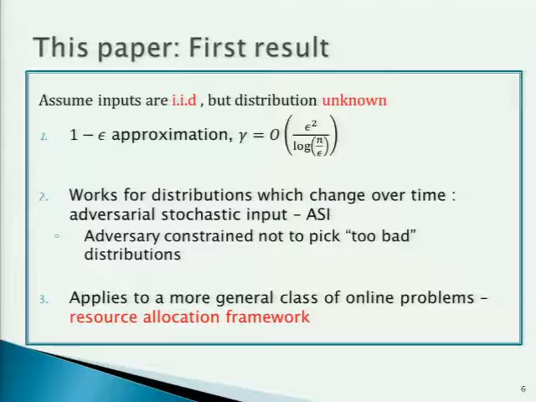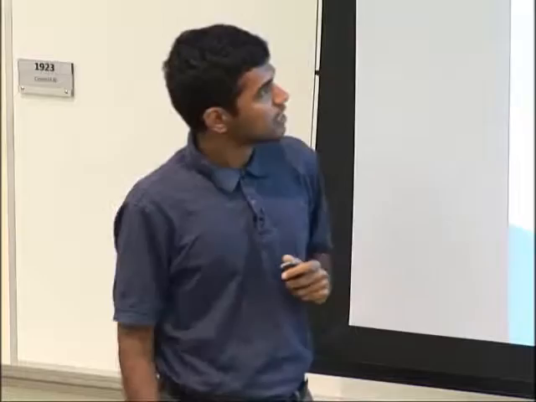So the first result in this paper is a threefold improvement of the current status of this problem. In our model, we assume that the inputs are drawn from some i.i.d. distribution, but it is unknown to the algorithm designer. In this model, firstly, we give the same 1 minus epsilon approximation with almost the best dependence on gamma possible. Our bid-to-budget ratio gamma is epsilon squared by log n by epsilon.